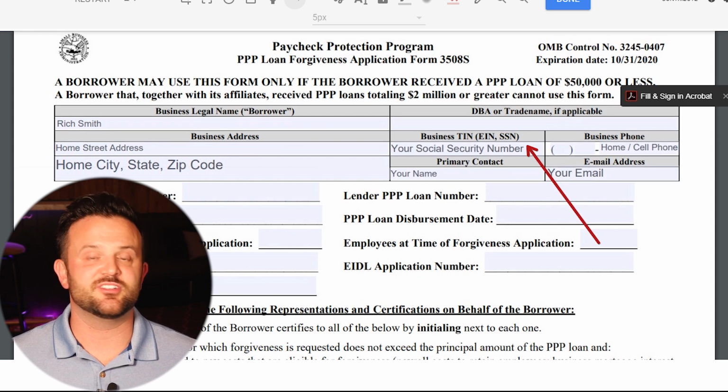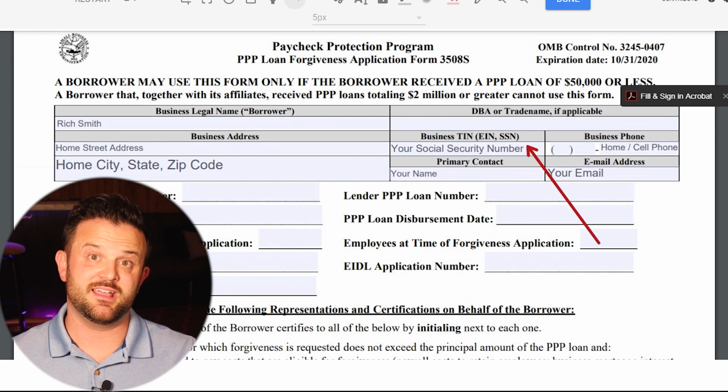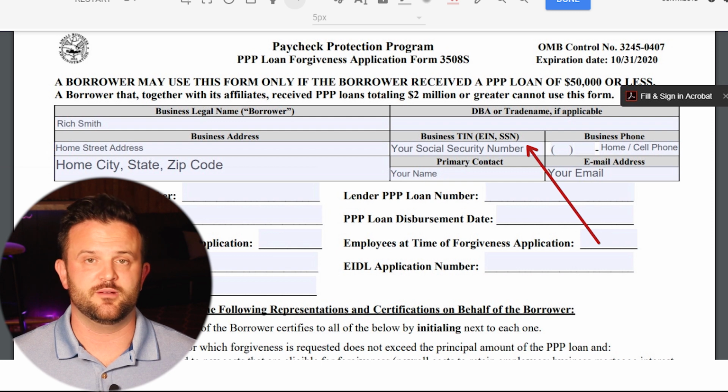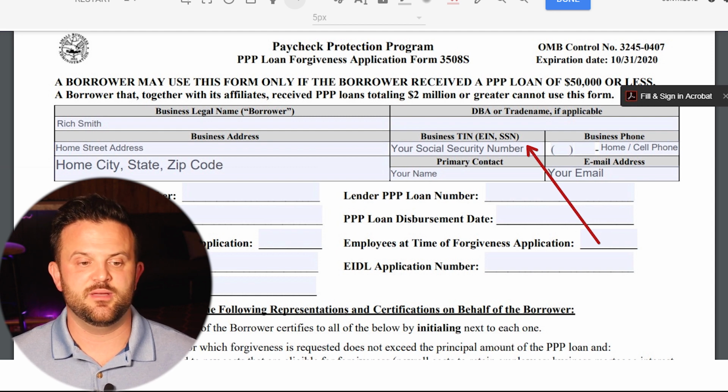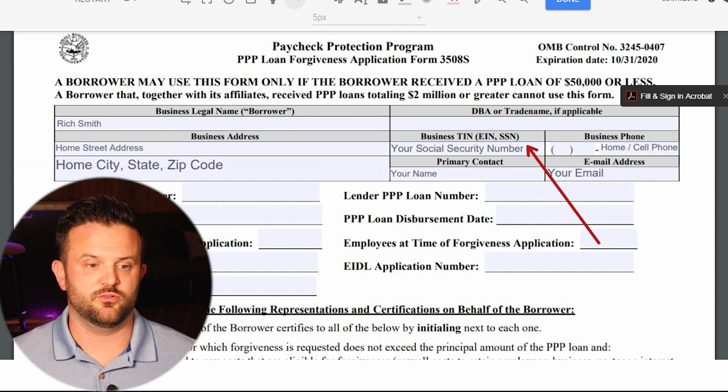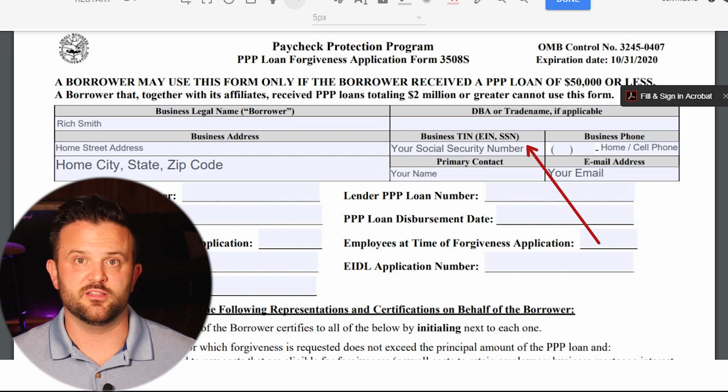Up next for your business TIN, they're looking for your EIN or your social security number. Again, if you have an EIN, you can go ahead and use that. But for most people, go ahead and fill in your social security number right here. Also right here for business phone, primary contact, email address, just go ahead and fill in your home or cell number, your name, and again, your email address.